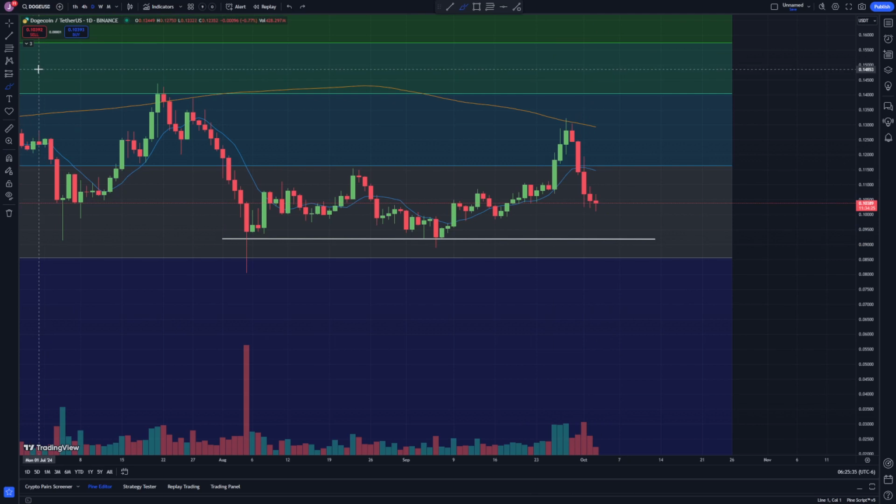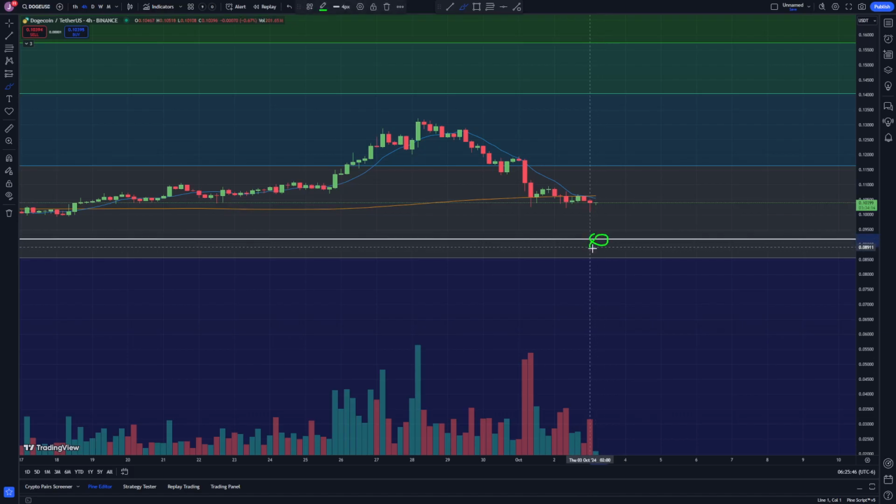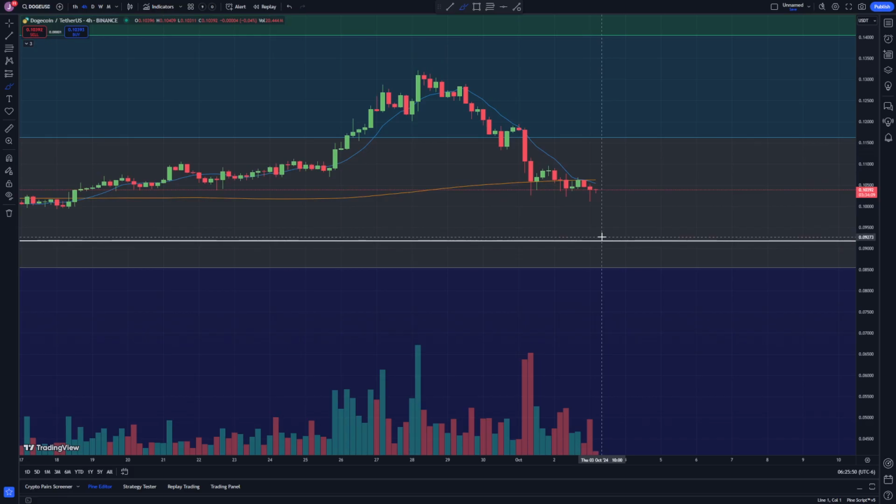I put in a tiny little short, not too crazy, I shorted slightly. But let's see what happens. I'm planning on picking it back up over here. That's not my whole position or anything. I'm not gonna sell all my Dogecoin. It's just I put a little bet in.